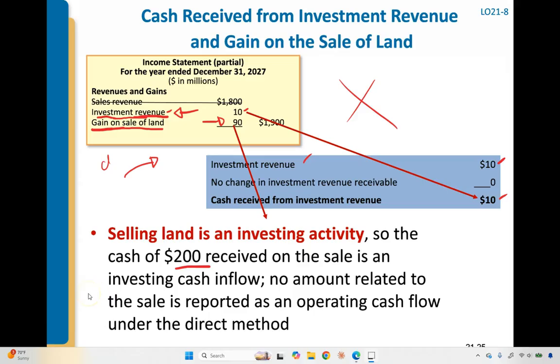I'm going to stop the video here. This is part 1. So we've covered how to account for the revenue items using the direct method. And in the next video, I'll be going through the expense items and how to treat those.